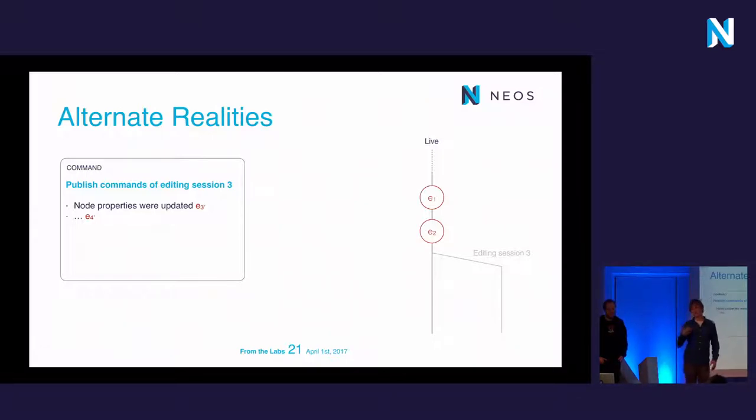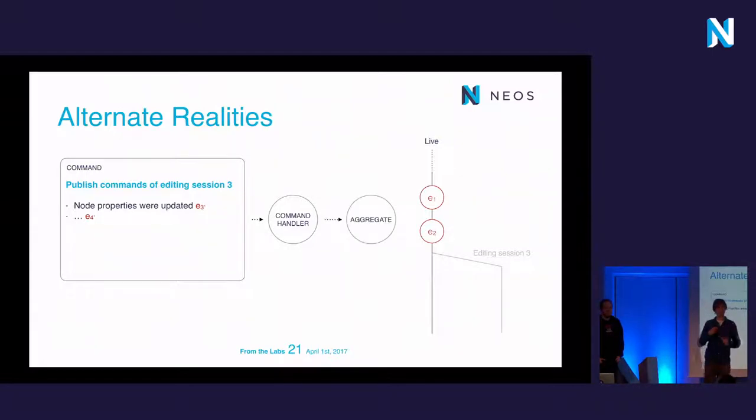And in this case, the idea is to take these events that are not yet in the live event stream, make a new command that says, I want to apply these events as new commands. And for example, the command is publish the commands of editing session 3. The commands where no properties were updated, or publish, that's not right. So it has to be an action, of course, from the text. But you get the idea. And so a bunch of commands that should be applied. And it goes to a command handler again, and maybe something that does some validation of whether all conflicts are resolved or any structural issues might arise if you do that. And then it goes into the live event stream as perfectly ordered events.